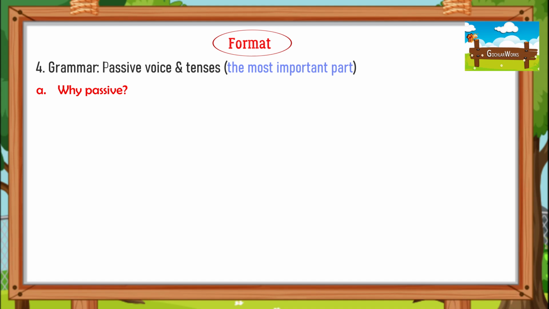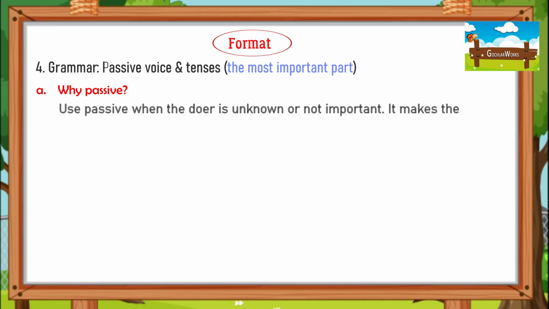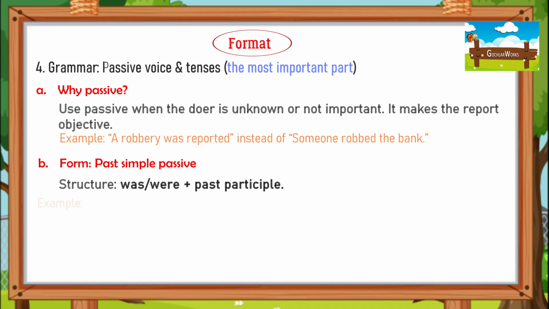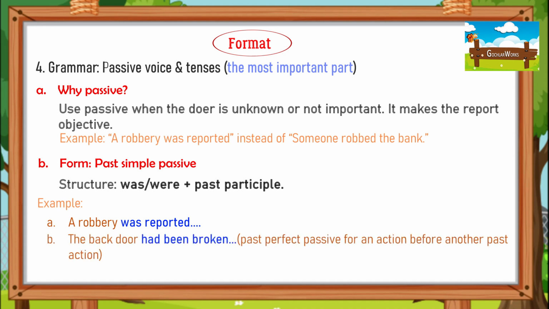Why passive? Use passive when the doer is unknown or not important. It makes the report objective. For example, a robbery was reported instead of someone robbed a bank. Form the past simple passive. The structure is was or were plus past participle. For example, a robbery was reported and the back door had been broken.